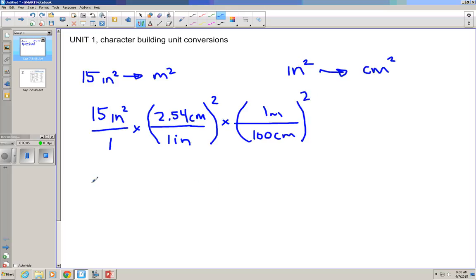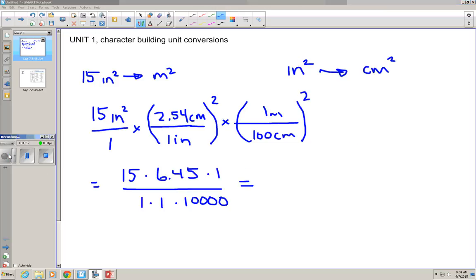Okay, so that's a problem you're going to find on a quiz or a test. That's character building. That will make you a better person solving a problem like this. That may be debatable. Okay, let's do the math real quick. Okay, we're back. So here is what we have here. This is top times top times top. 2.54 squared is 6.45. 15 times 6.45 times 1. The bottom is 1 times 1 times 100 squared, which is 10,000. Right, and if you do all that happiness, you're going to get an answer.